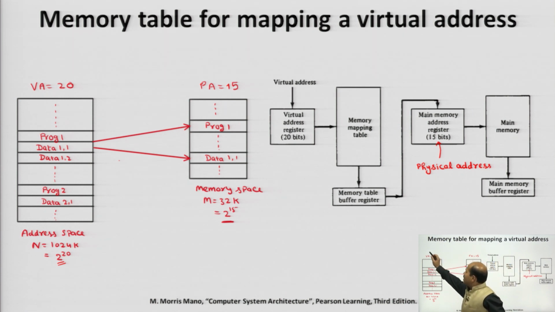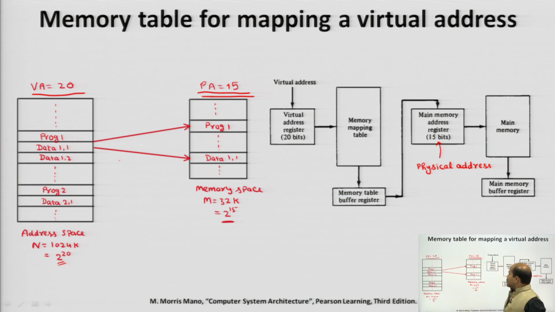Let us talk about the same example. The virtual address has 20 bits and the physical address has 15 bits. The memory space is given as 32K and the address space is given as 1024K capacity. So, a 20-bit address is used here and a 15-bit address is used there. We have to map this virtual address to the physical address. Here, the various programs and their corresponding data are stored in auxiliary memory, and only those programs or data which are currently needed by the processor are stored in main memory.